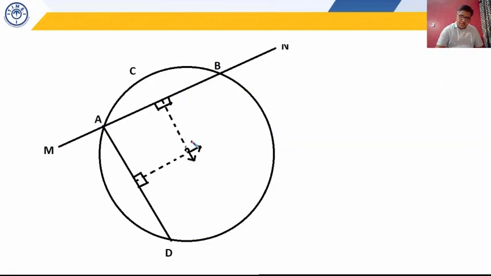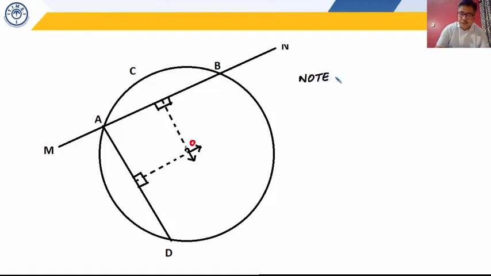Suppose O is the center of the circle, and if you draw the perpendicular on any chord, AB and AD are two chords, if you draw the perpendicular from the center, then it would be by default a perpendicular bisector. So this relation is vice versa true.